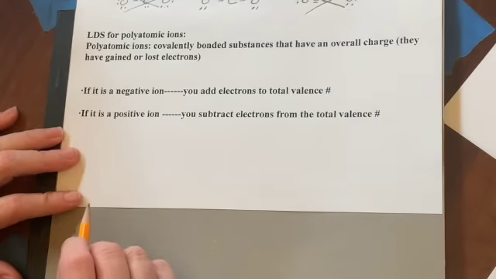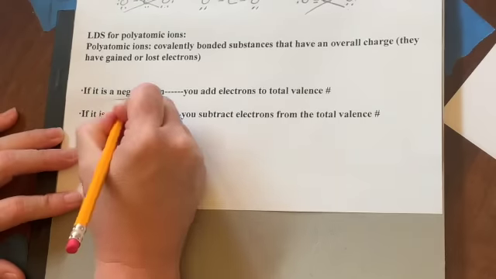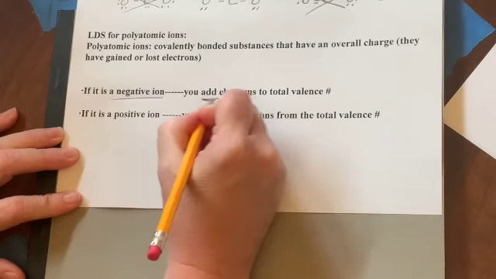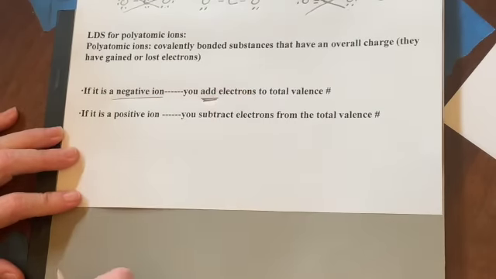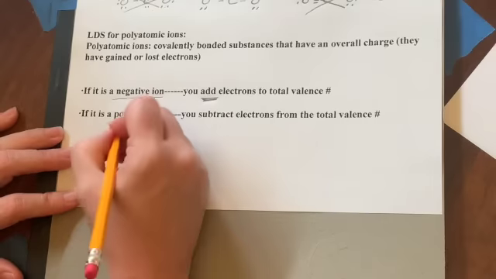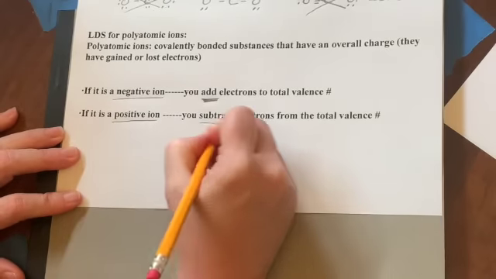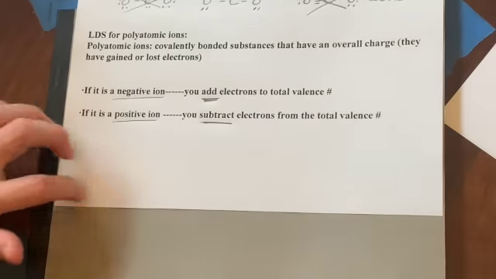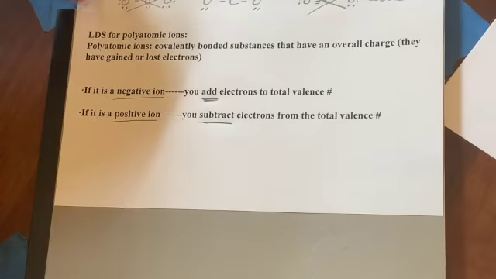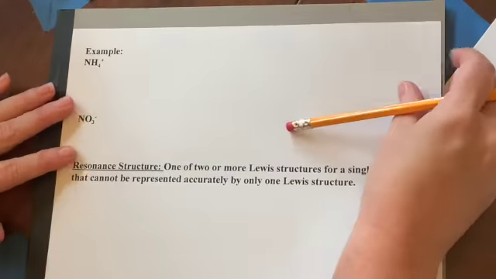And there's only one adjustment we have to make. That adjustment is if it is a negative ion, you're going to add however much that charge is to your total number of valence electrons. If it's positive, you are going to subtract. So let's take a second and look at 2 examples.